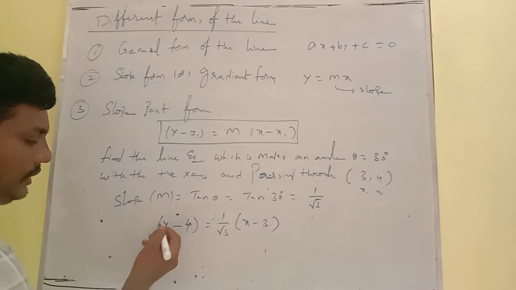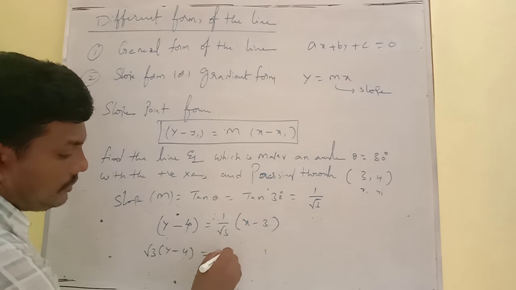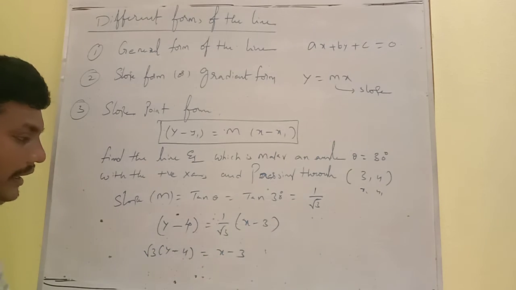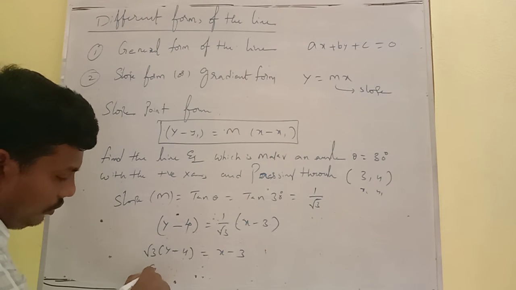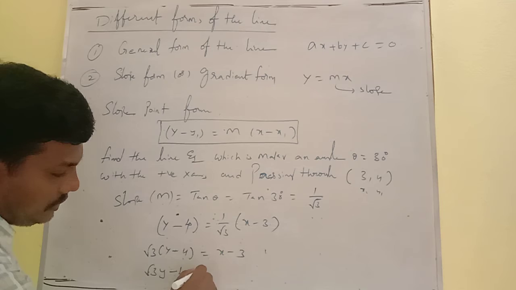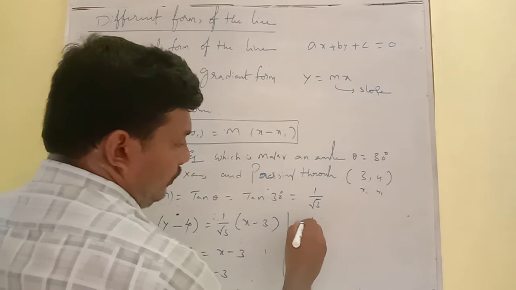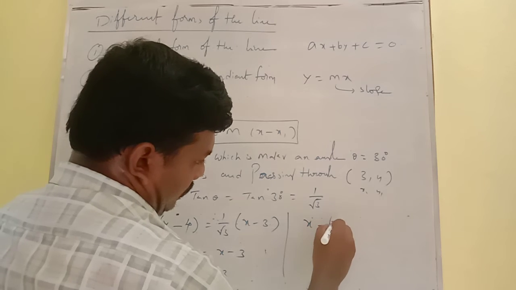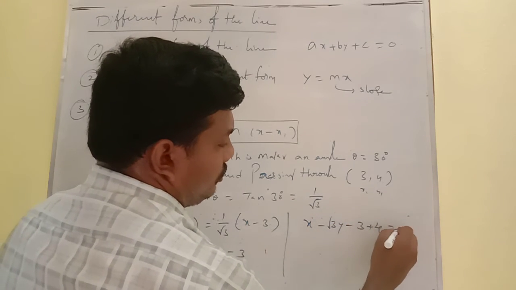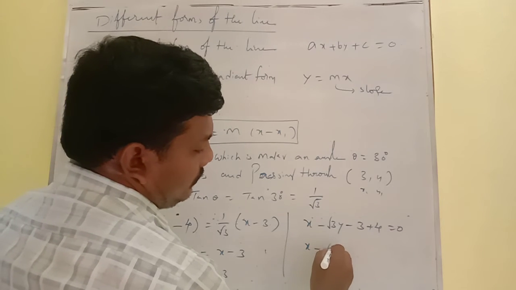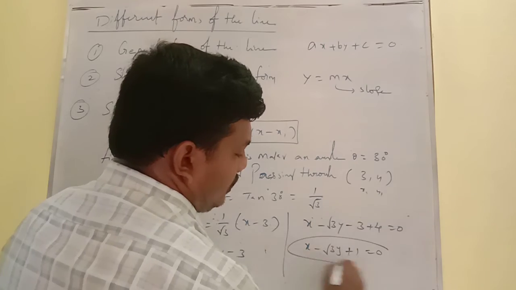Take 3 this side, root 3 this side. So root 3 into y minus 4 is equal to x minus 3. 1 into x and 1 into minus 3. Then it becomes root 3y minus 4 is equal to x minus 3. So simply we can write all the values on this side: x minus root 3y minus 3 plus 4 is equal to 0. This is x minus root 3y plus 1 is equal to 0. This is the line equation.